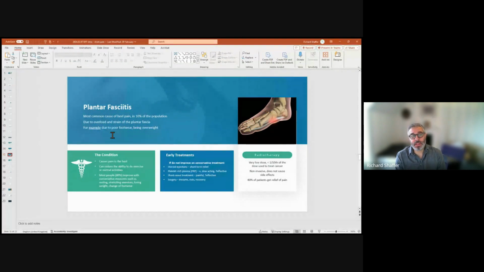Plantar fasciitis, an enormous number of patients, as I say, 1 in 10 of the population, and this is due to strain and overload of the plantar fascia. For instance, due to being overweight or wearing poor footwear or doing too much physical activity, causes pain in the heel. And most people have conservative treatment. So basically resting, stretching, icing, wearing better shoes, that sort of thing. And it tends to get better.